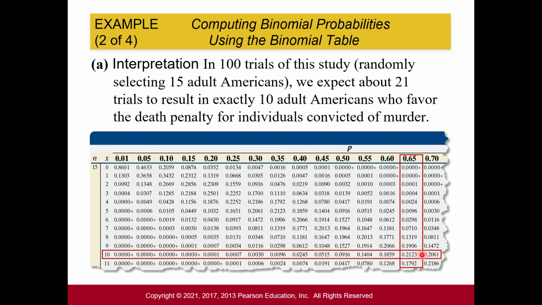In stats, a lot of times there are tables of values that you can find online or reference in books, so you don't have to perform all these calculations all the time, especially for binomial probabilities. So this is a binomial table. A way to interpret this result: in 100 trials of this study, randomly selecting 15 adults, we can expect about 21 of the trials to result in exactly 10 adults who favored the death penalty for individuals convicted of murder. And that 21 came from right here, the 0.2123.